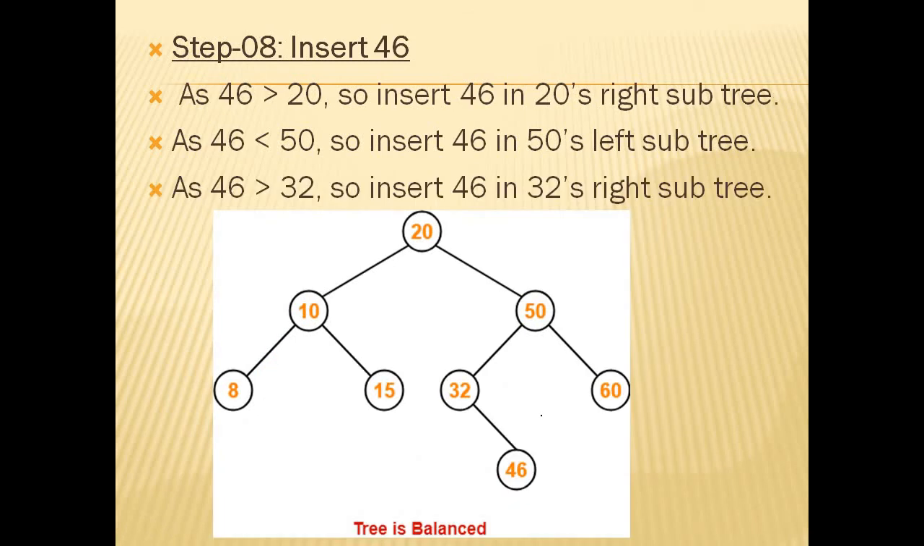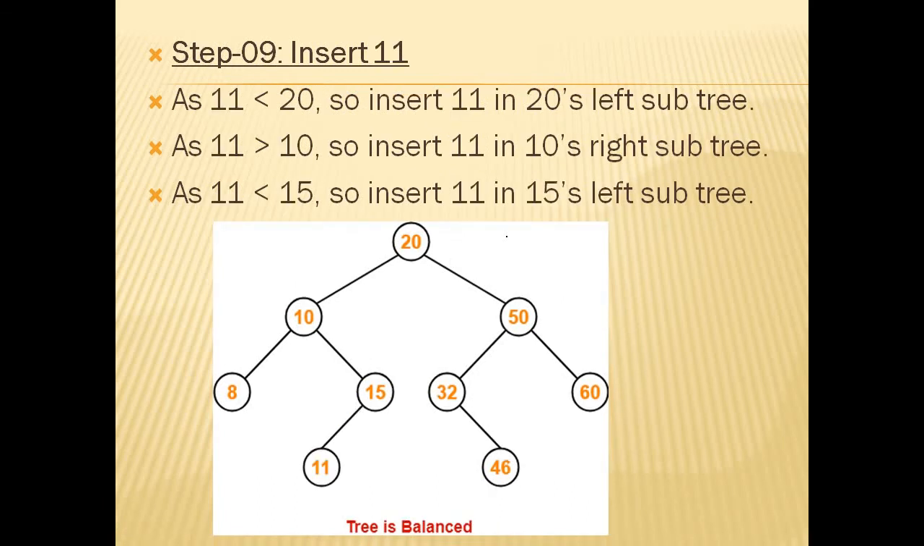Next, insert 46. 46 will come to the right side of the root node. We have 50. 46 is less than 50, so on the left hand side we have 32. 46 is greater than 32, so right side. And now also the tree is balanced. Why? Because here the height is 2 and here the height is 1, 2, 3. 2 minus 3 is minus 1. So no problem. When you calculate every node's balancing factor, we may get either 0, 1 or minus 1 only.